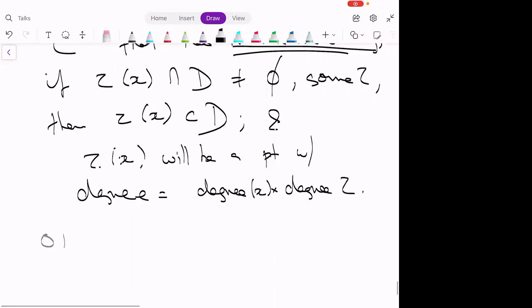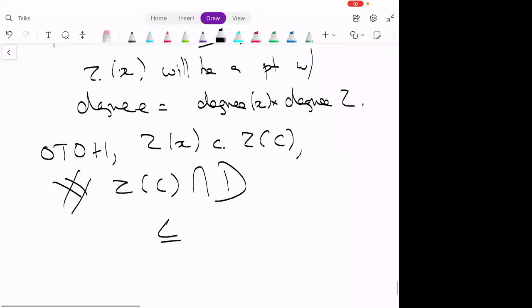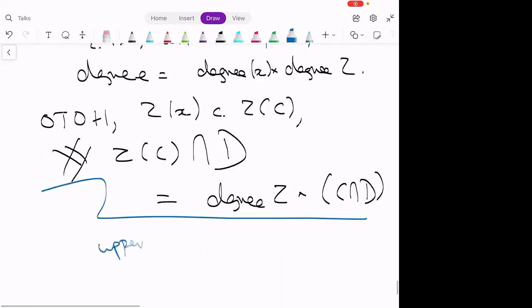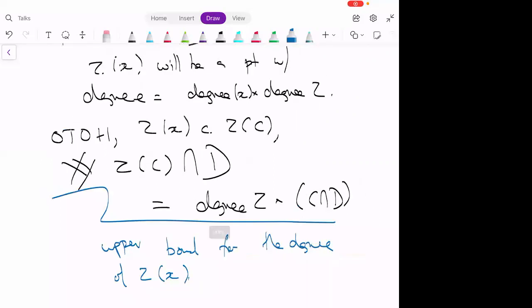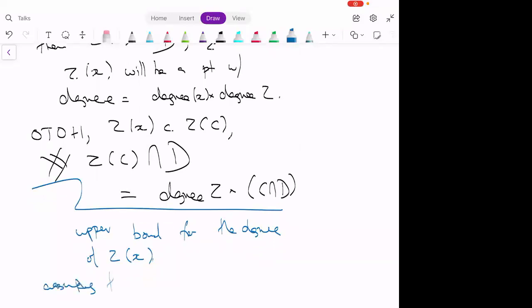On the other hand, tau of x is clearly contained in tau of C, and one can bound this intersection number in terms of the degree of tau multiplied by C intersected with D. In fact, this should be an equality. So the fact that your point is contained in a curve with maximal monodromy gives you an upper bound for the degree of tau of x. But then assuming that tau of x is contained in D contradicts this lower bound, contradicts this upper bound.